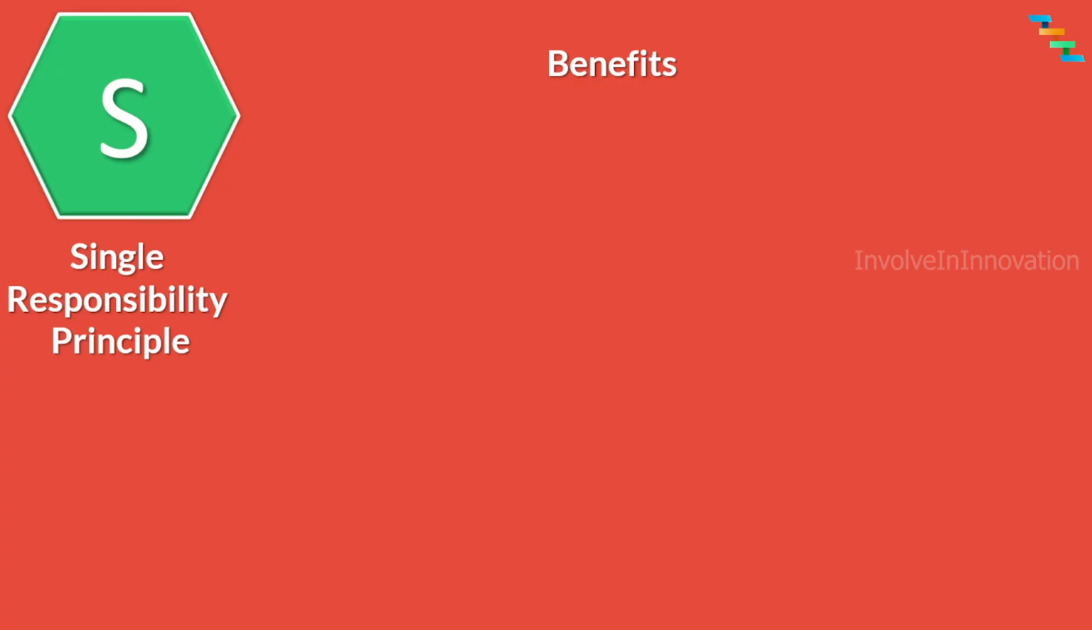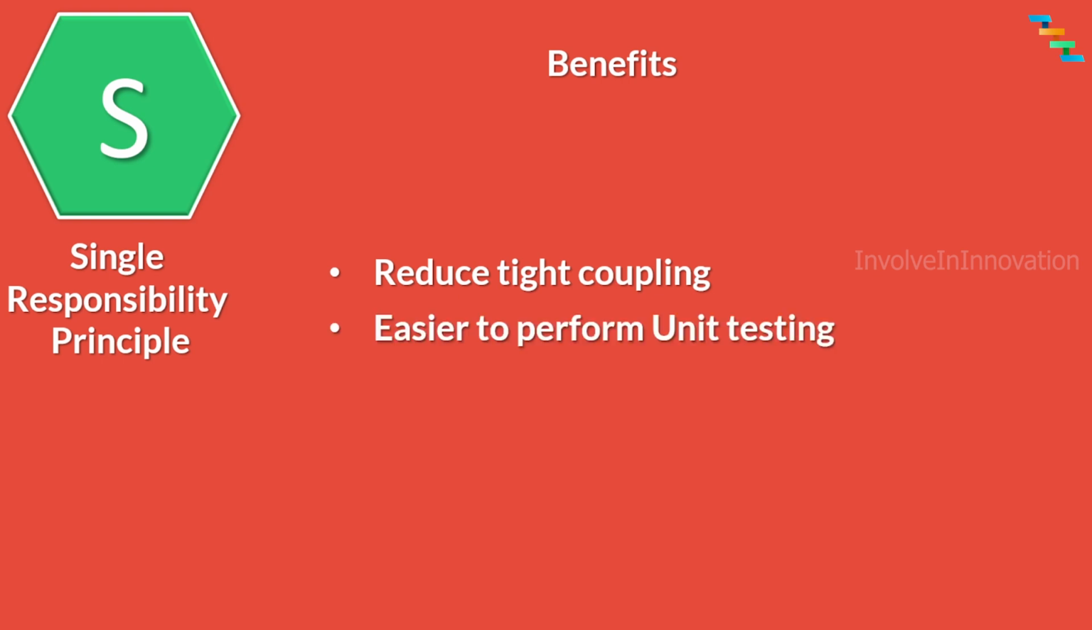Now we will see what is the advantage of using single responsibility principle. It reduces the tight coupling because we have a single class handling a particular functionality. And then it is easier to perform unit testing because the scope of each class is very limited, so that you can have better coverage. This is single responsibility principle.